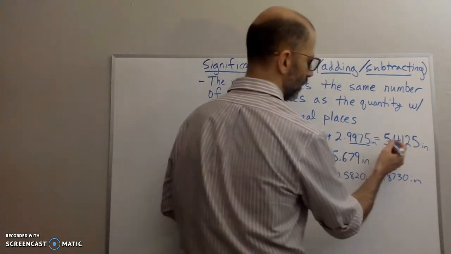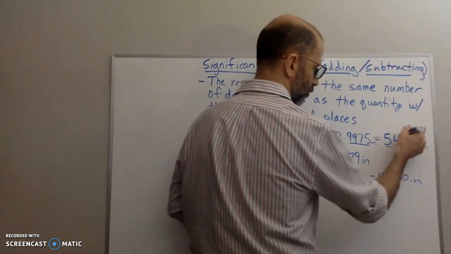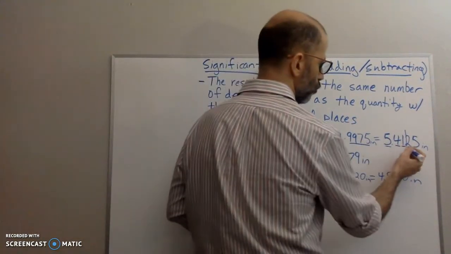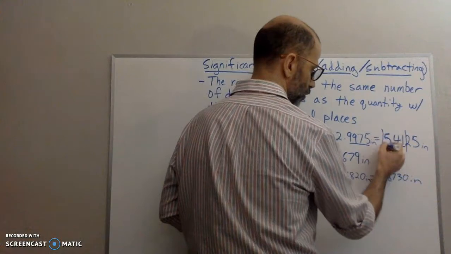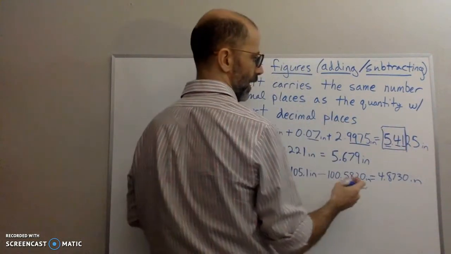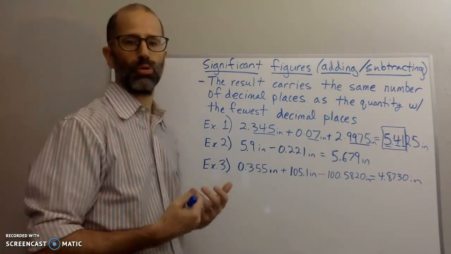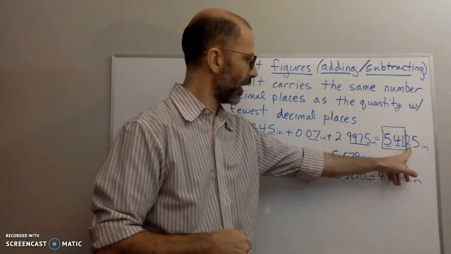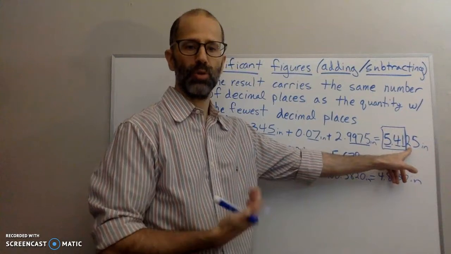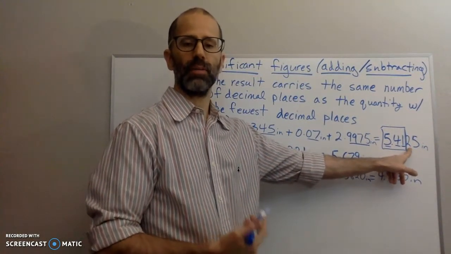So you can keep that one, and these two you can keep, but you've got to cut it off there. So you've got to drop the 2 and the 5. So you can only report your answer of 5.41 inches. And watch out for rounding. Remember, when you round, the rule is to look at the number that comes after the last number you're keeping. If that is 5 or above, you round up. If it's 4 or below, then you're going to keep it the same.